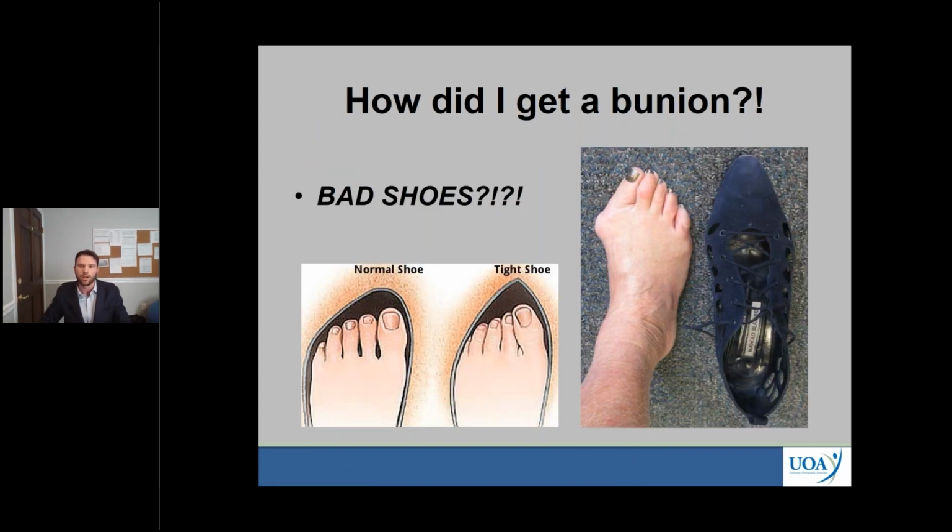A lot of patients want to know, how did I get this bunion? Is it something that I did? And the most common question I get is, was it something I did with shoes that caused this bunion? And the simple answer is no.